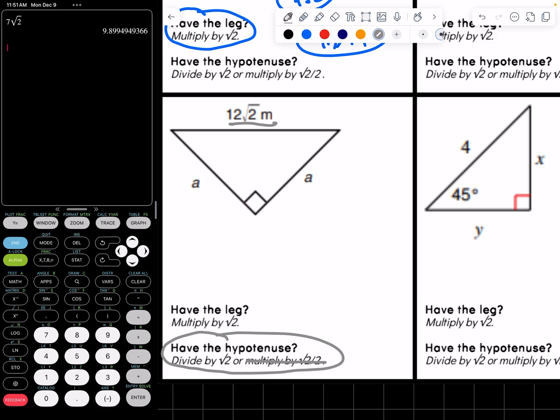So all we're going to do is, to find a, we're going to take 12 root 2 over root 2. And if you pay attention, those root 2's are going to cancel out. So a is going to equal just 12. That's all we need. It's just going to be 12. So that simplifies things quite a bit for us in terms of solving for our hypotenuse.